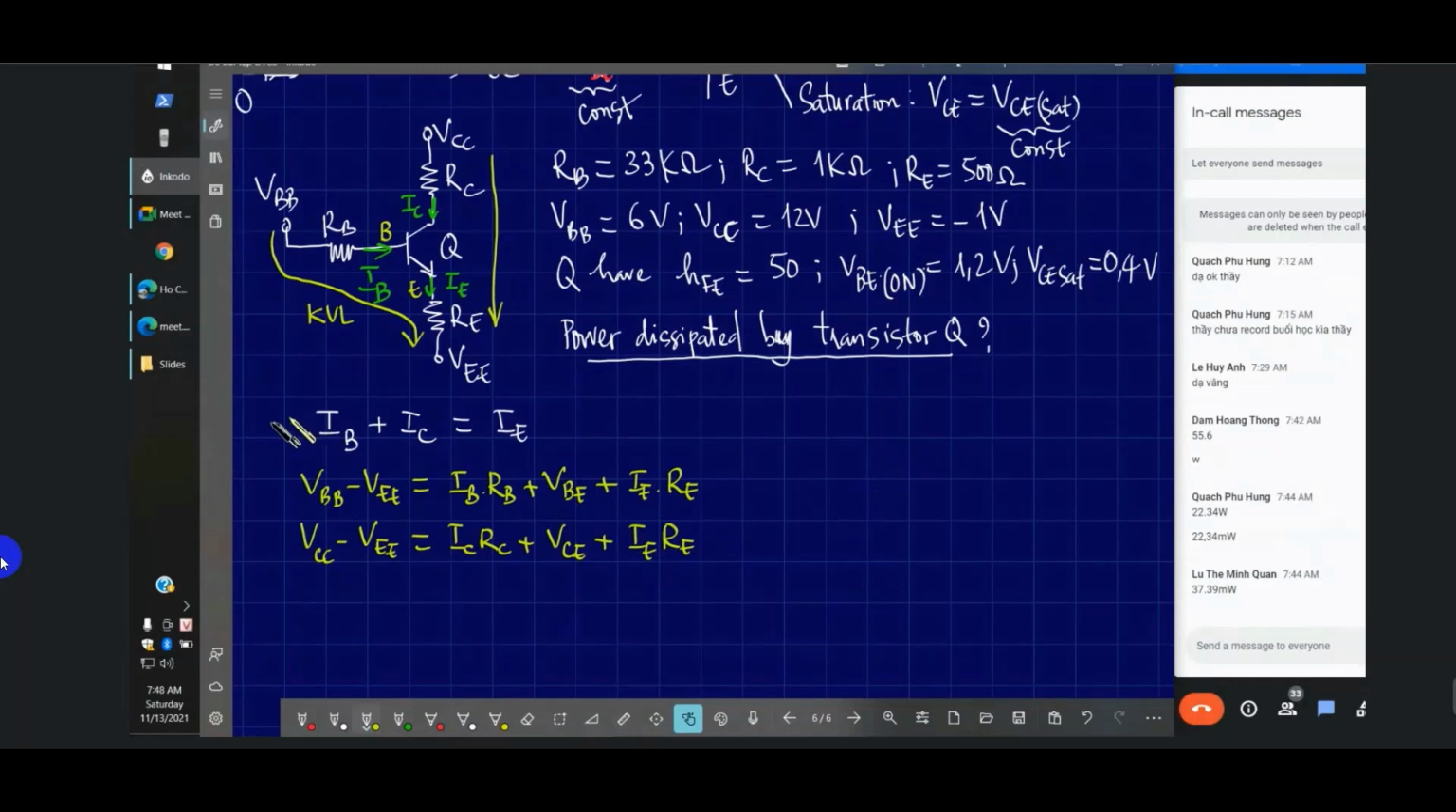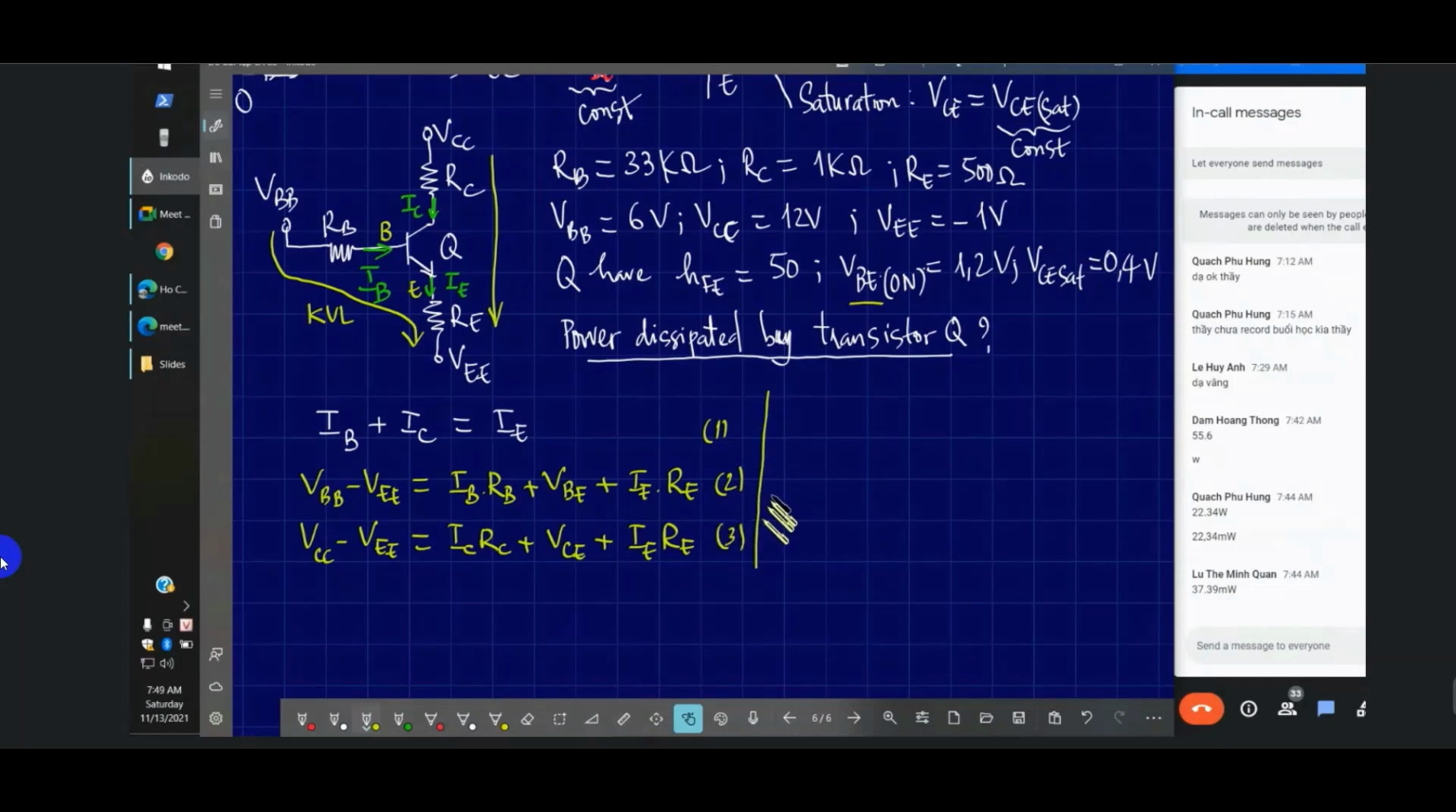That is our three equations, but we have four variables: the first one is IB, then IC, then IE, and another one, VCE. Because we have VBE already, right? VBE is here, we got a VBE already. So we have four variables with only three equations. We need one more equation, that is, we have to make an assumption.